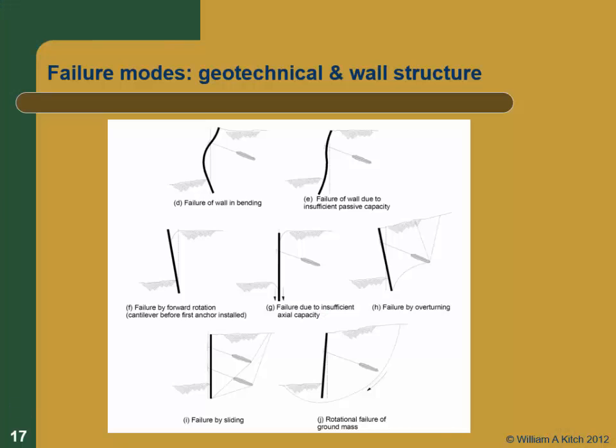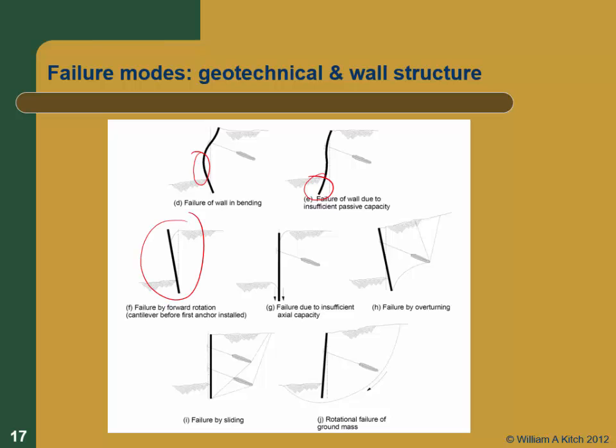So that's tendon design. Any questions about tendons and how they're installed? All right. Well, let's talk about failure modes that we can have in anchored walls. We can obviously have a failure of the wall in bending if we exceed the bending capacity. If we have insufficient capacity in the toe, if it doesn't go deep enough, we can have a passive failure of the toe, just like we can for any other kind of anchored wall.